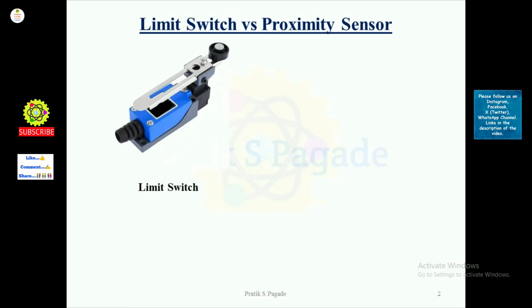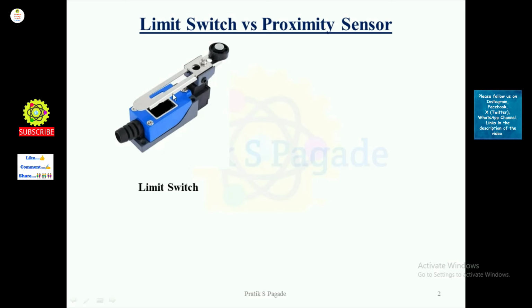Here first, limit switch. This is the photo of a limit switch. Limit switch is a mechanical device because as you can see here, the limit switch has this lever. This is a mechanical lever, that is mechanical part, and this mechanical part or lever makes contact with the object to detect the presence or position of the object. These limit switches have a lever or roller or plunger to detect the position or presence of the object.